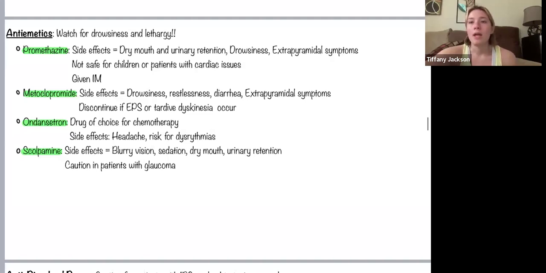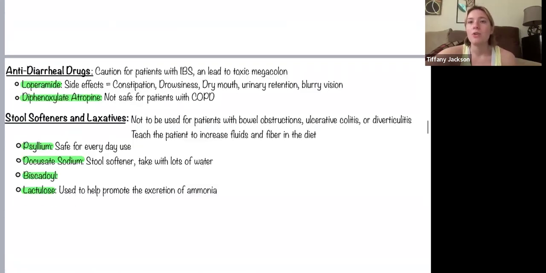Alrighty. Up next, we have antidiarrheal drugs. For our antidiarrheal drugs, we really don't want to give these to patients with IBS, as this can lead to toxic megacolon. Up first, we have our loperamide. Again, our side effects are going to be constipation and our anticholinergic dries. Next, we have our diphenoxylate atropine. Remember, atropine is not safe for patients with COPD. So this medication will also not be safe for patients with COPD.